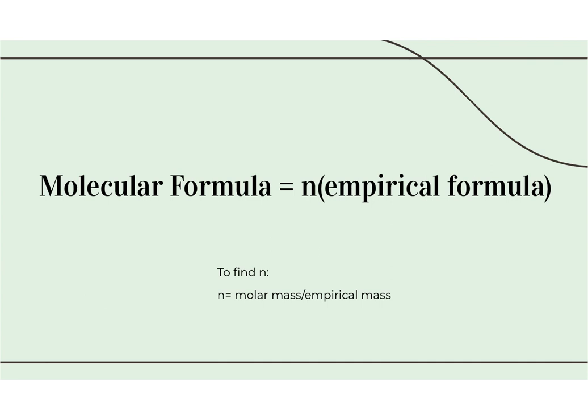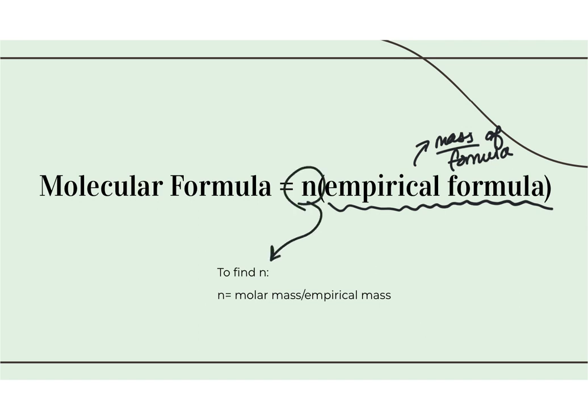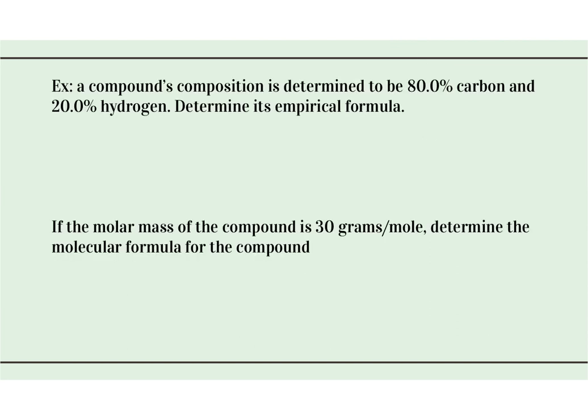Molecular formula is showing the actual number, what is really happening inside of that molecule. So in order to figure out what a molecular formula is, you're going to use the empirical formula and its mass, specifically the mass of the empirical formula. So to find molecular, I'm going to need to find this N value. In order to find N, I'm going to take the molar mass, which is going to be given, divided by the empirical formula mass. So let's see what that looks like.